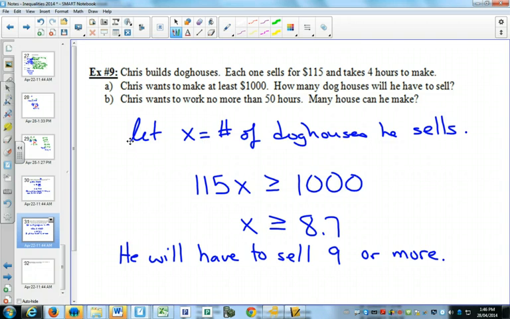So when we have our answer to our inequality, we would write he has to sell 9 or more. Because if he sold 10, that would be fine. If he sold 11, that would be fine. But he has to sell 9 or more to make it $1,000.